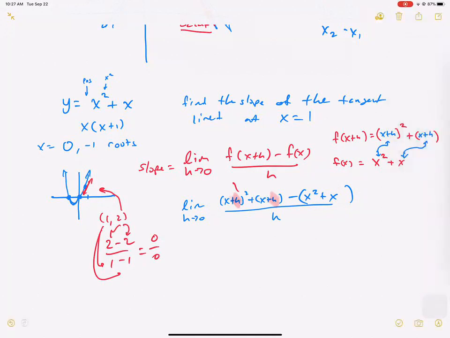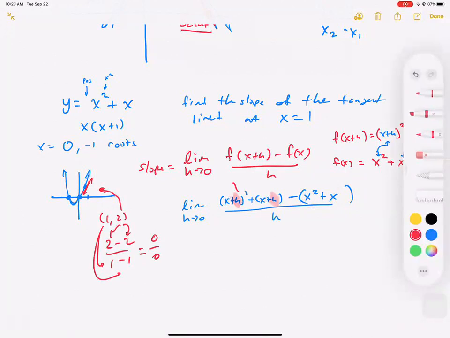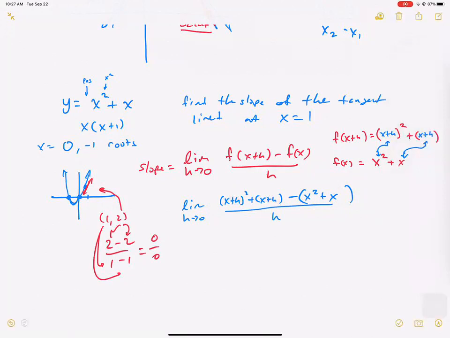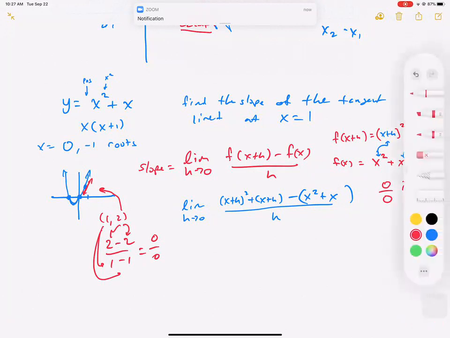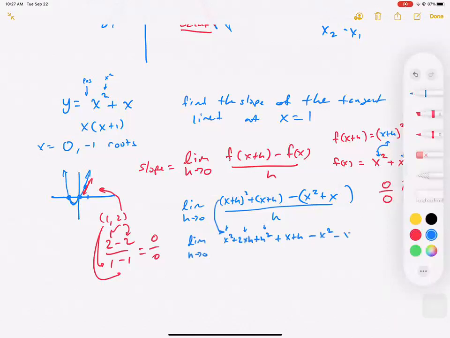So we learn by our rules. Instead of trying to plug it in, we're going to multiply it out and try to divide h. Otherwise we end up with 0 over 0, so we know this is indeterminate. It's always going to end up indeterminate in these cases. So let's go ahead and keep going. I want to multiply out the binomial. So hopefully you guys can do this a lot faster. If I square the binomial, that's x squared plus 2xh plus h squared. Square the front, square the back, and double that middle. Plus x plus h minus x squared minus x, all over h.